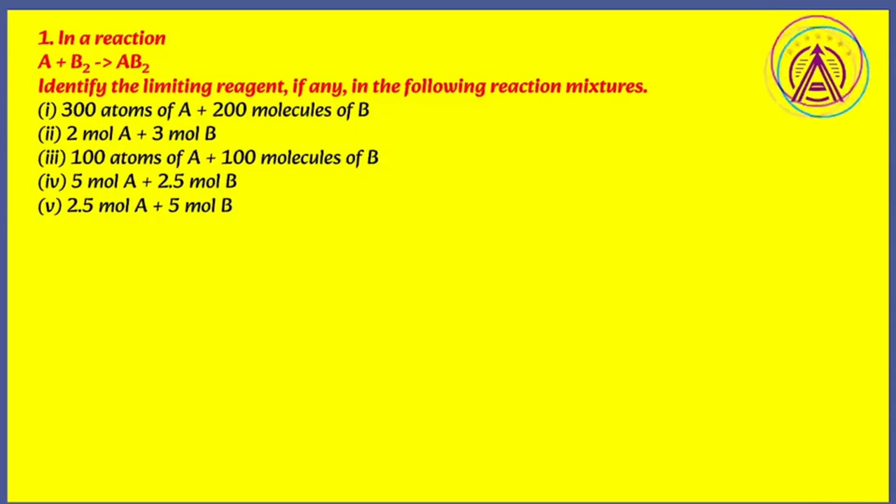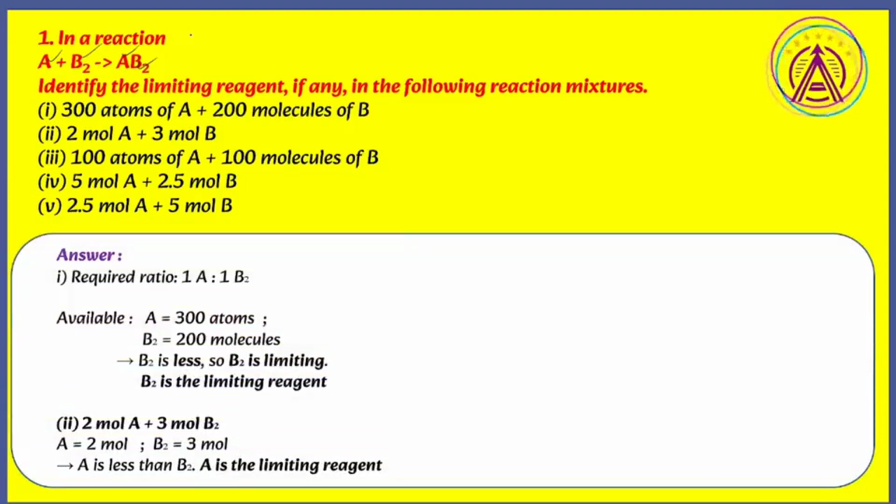So the first step in identifying a limiting reagent is to see if your reaction is balanced or not. If you see, I have one A on both reactant and product side and two B's on both reactant and product side. So my reaction is balanced. Now the question is pretty straightforward. Case number 1, 300 atoms of A and 200 molecules of B. So definitely B is in lesser quantity over here and B becomes our limiting reagent.